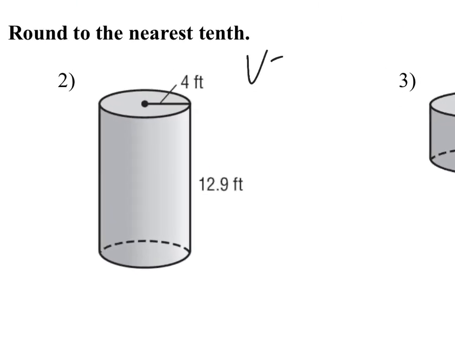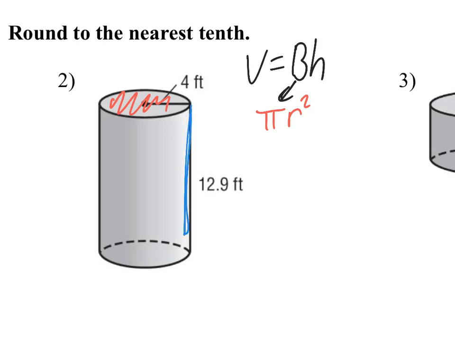Again, we're using the volume formula for area of the base times the height. At this point, you ought to be pretty comfortable with this part right here. For the area of this circle right here, we are going to be doing pi r squared, and we're going to be multiplying it times the height. The radius on this one is going to be that 4, so we're going to do 3.14 times the radius squared, and now times the height of 12.9.